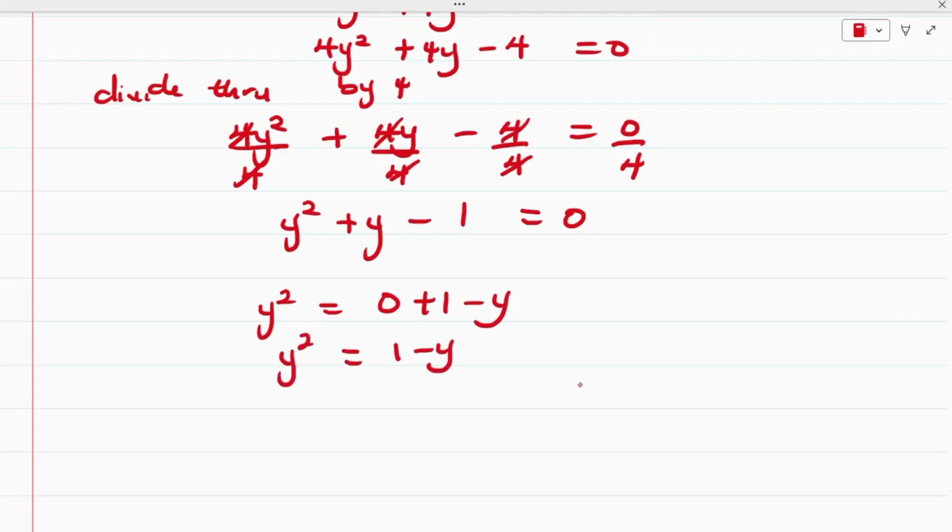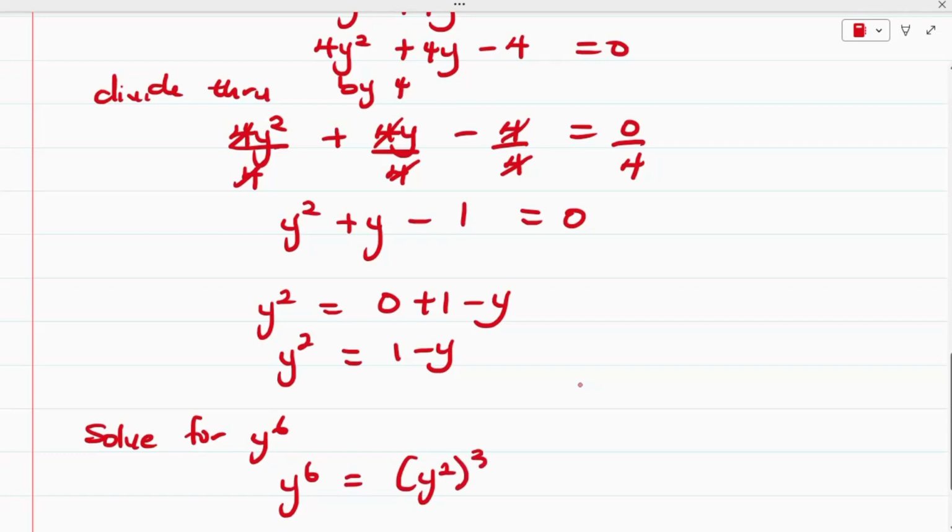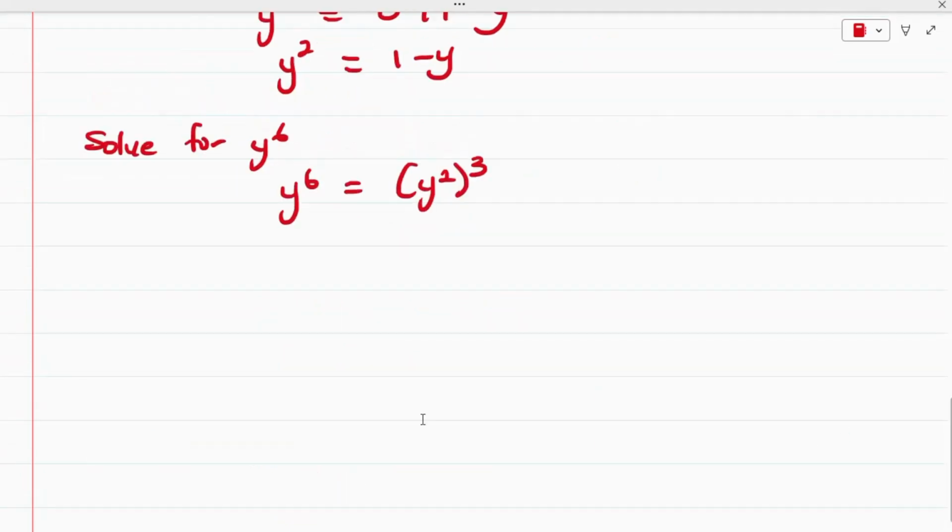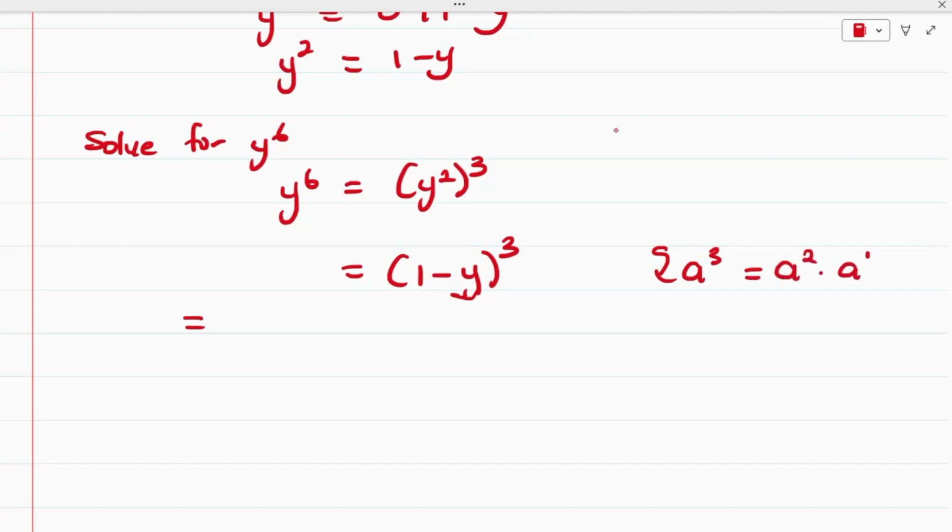So from here, we want to simply solve for y raised to the power of 6. And y raised to the power of 6 can be written as y squared raised to the power of 3. So from here, we have this to be equal to, now we know that y squared is 1 minus y. So this becomes 1 minus y raised to the power of 3. In order for us to expand this, we know that if we have a raised to the power of 3, this can be written as a raised to the power of 2 multiply a raised to the power of 1.